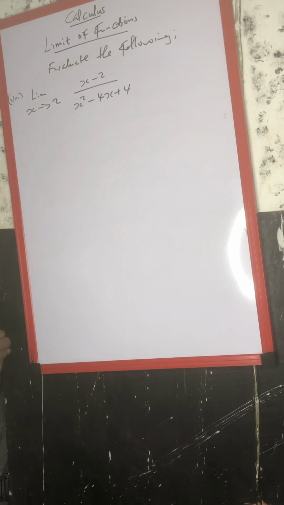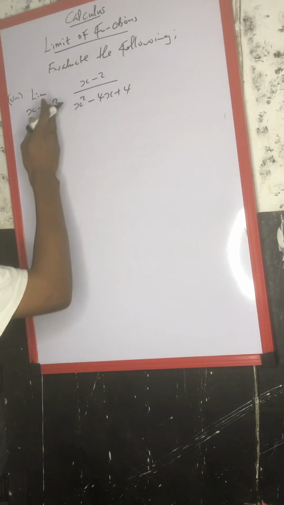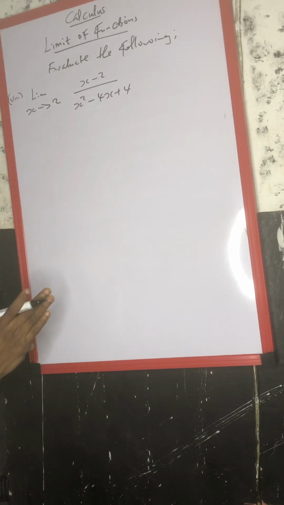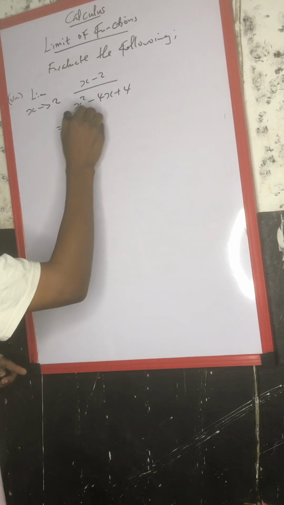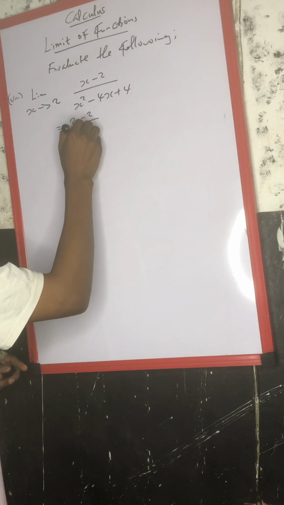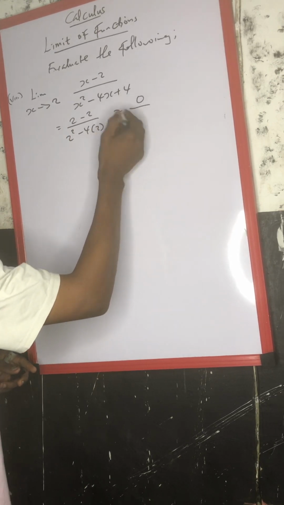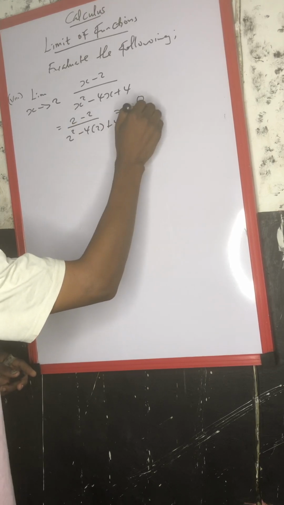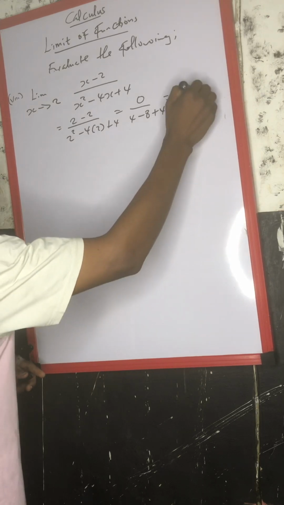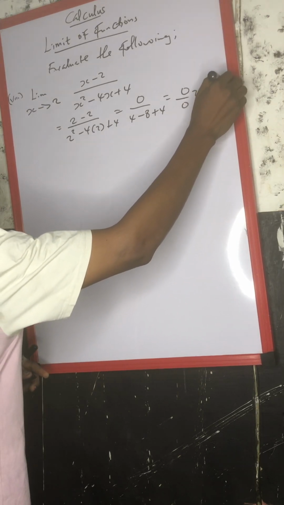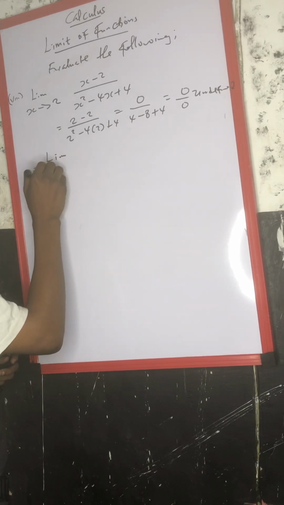This time around, you already know what to do here. The first step normally is to substitute the value of x. So we get 2 minus 2 over 2 squared minus 4 times 2 plus 4. We get 0 all over 4 minus 8 plus 4. So we get 0 over 0, which is undefined.